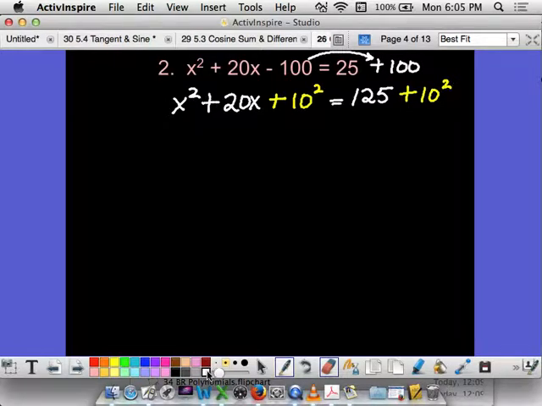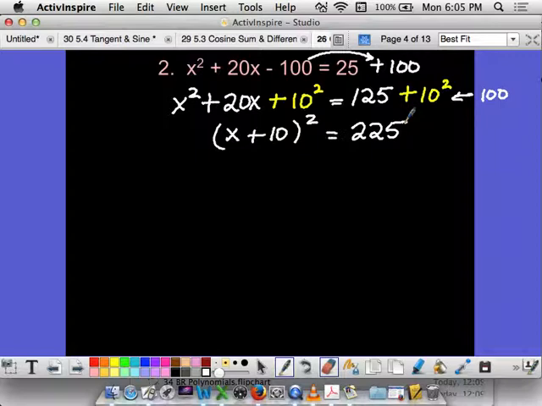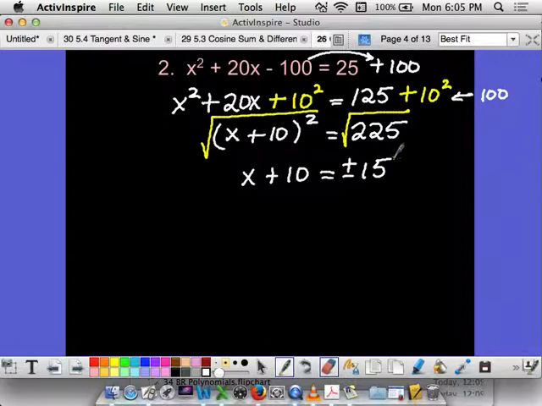This creates a binomial square on the left. Here's my binomial square. Take what is squared first, positive 10 next, equals this right here. 10 squared is 100, so 125 plus 100 is 225. To undo that, I'm going to take the square root of both sides. So that cancels out that square. The square root and the square cancel each other. And then I have the square root of 225, which is 15. Remember, that will be plus or minus.